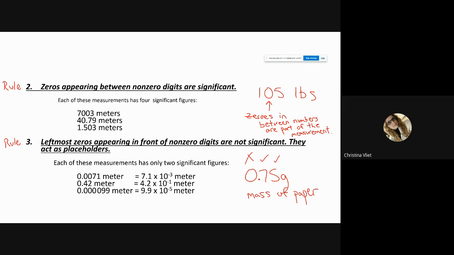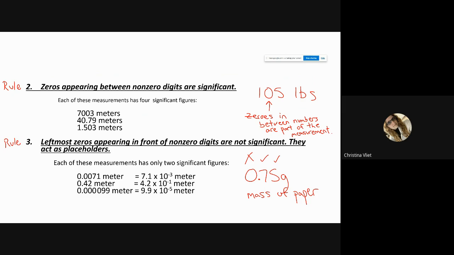So that teaches us rule 3. Rule 3 is that zeros that are to the left of numbers are actually not part of the measurement. They're just there to hold the place. We call them placeholders. Actually, if we didn't write that 0 at all because of where it's at, it doesn't matter. Your math teacher might tell you different.